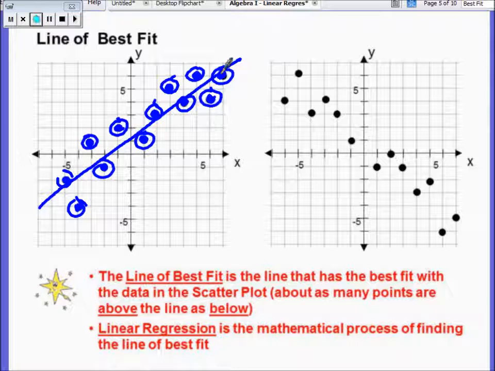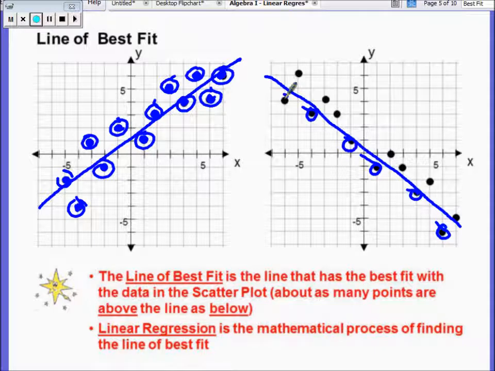Same thing over here. You're going to want to draw a line that goes through your data and kind of splits it right in half. So we would have 1, 2, 3, 4, 5, 6 below, and 1, 2, 3, 4, 5, 6 above. To get an exact line of best fit, we're going to use our calculator, and you're going to see how to do that in the next video.